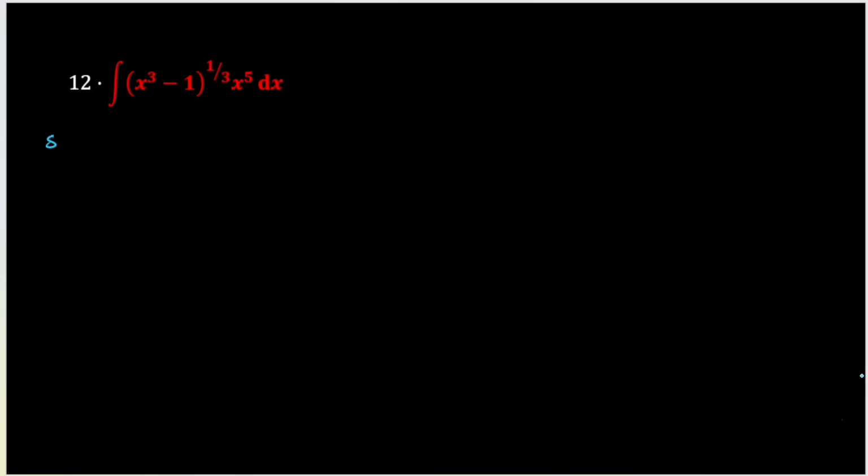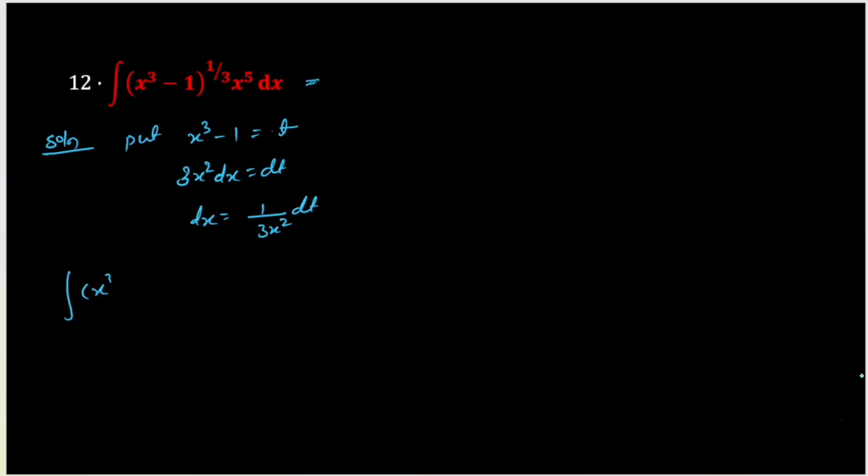Here we substitute x cube minus 1 equal to t, and differentiate with respect to x, we get 3x square dx is equal to dt, and dx is equal to 1 by 3x square into dt. So we can write the integral.